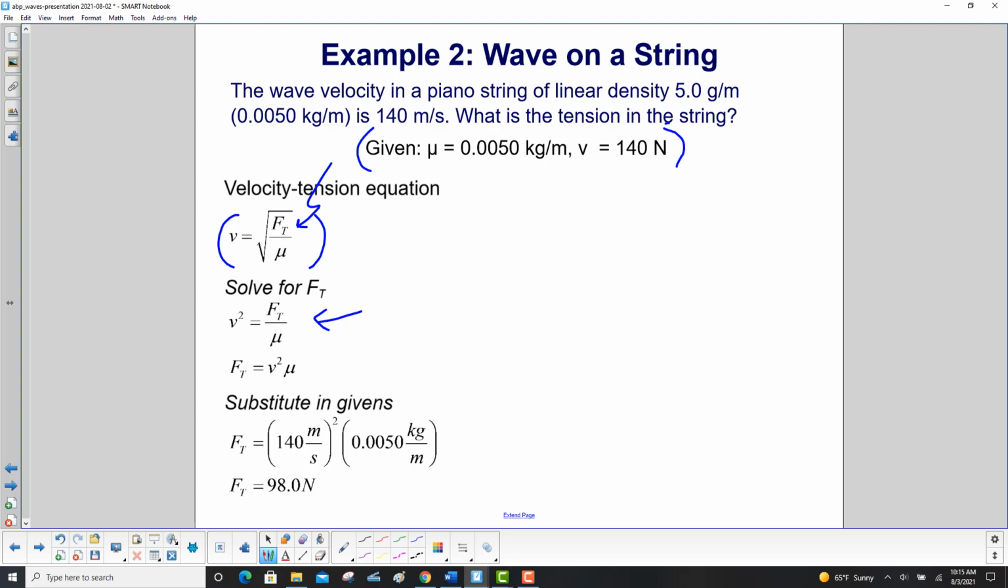Then we multiply both sides by mu, switch tension to the left side, and we get tension is v squared times mu. Substitute in our givens and make sure you remember the power of 2 there, and we get a tension of 98 newtons.